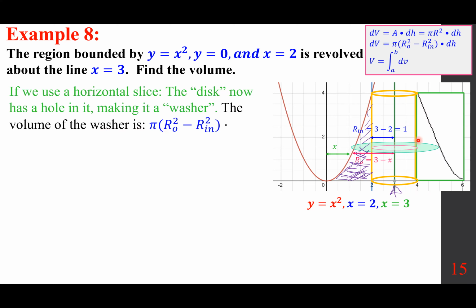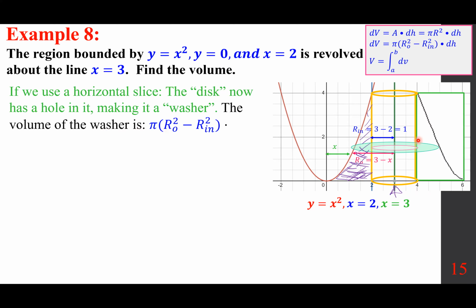And so R out, which is 3 minus x, the x is replaced with square root of y because, by the way, x is plus or minus square root of y. This side of it is positive, this side of it is minus square root of y. And so now all you have to do is plug it into this formula.